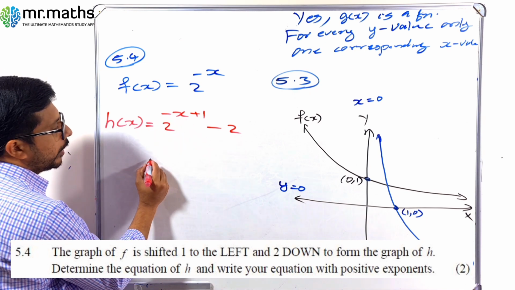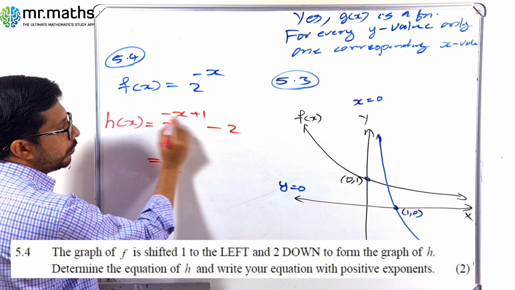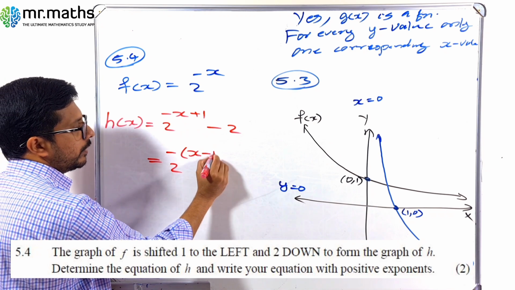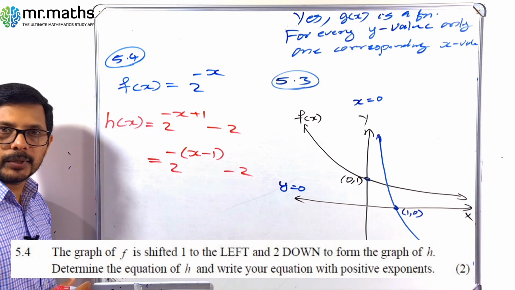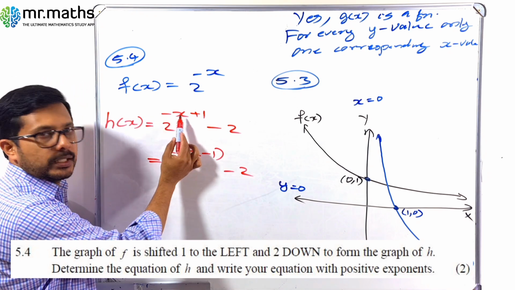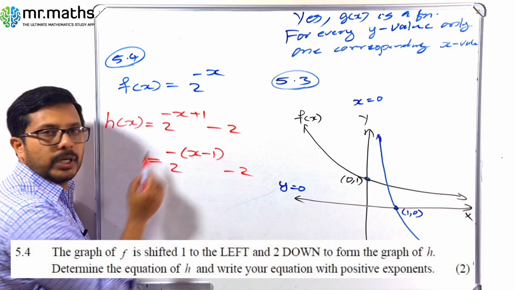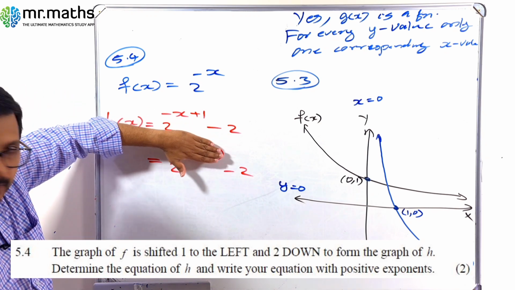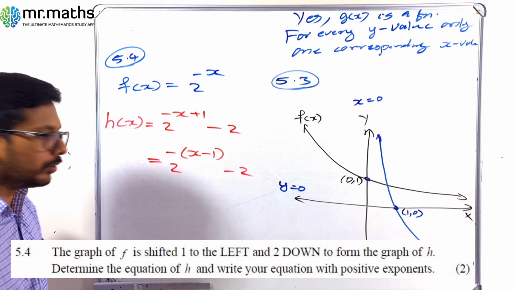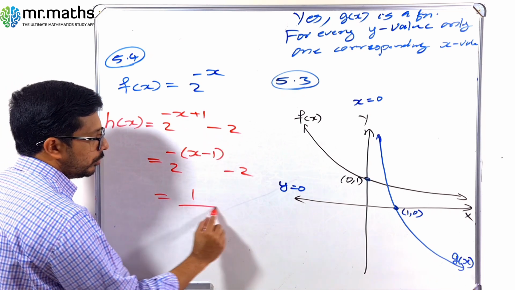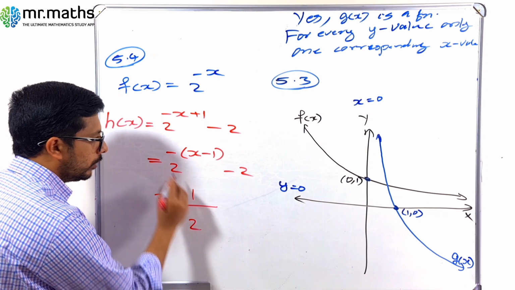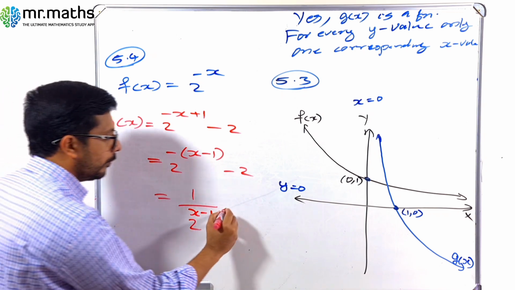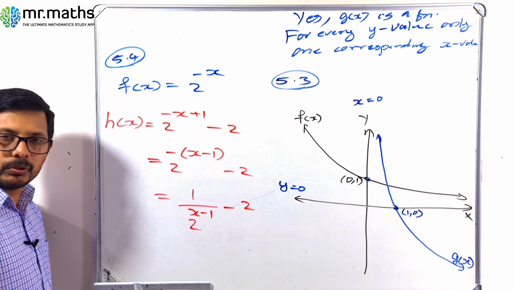Look at how I am going to write. This is equal to 2 raised to, I am going to take a minus as common factor, so minus of x minus 1, minus 2. Am I right? Minus into x is minus x. Minus into minus 1 is plus 1. Now 2 raised to minus of something: how can you write this as positive? If I take that to the denominator, then I can avoid this minus. So it is x minus 1, minus 2. Now it's a positive exponent.